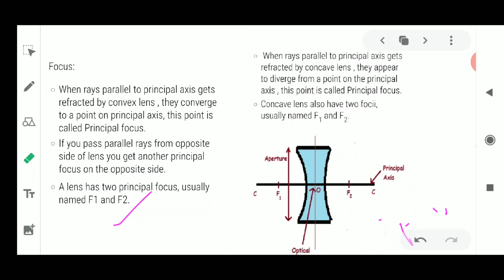Similarly, two focuses are obtained, two centers of curvature are obtained, and lastly we discussed the aperture. Aperture is the thickness, the diameter of the lens, whether it is a convex lens or a concave lens. So this is about the concave lens. I'll just show you the convex lens also. Here you could see the curvature, and this is the aperture of the convex lens.